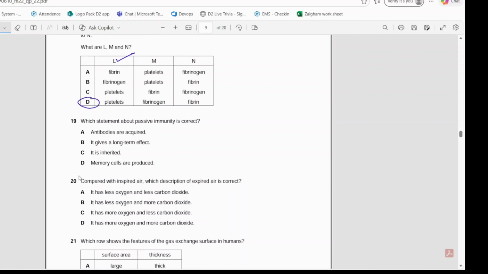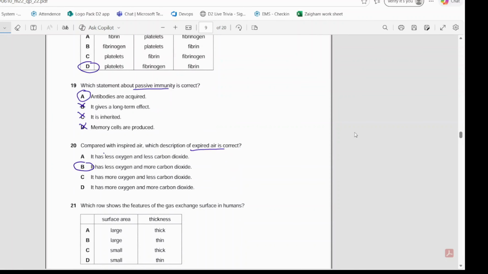Which statement about passive immunity is correct? Antibodies are acquired from some other source. It is not produced by the body, it's taken from some other source. Compared with inspired air, which description of expired air is correct? Expired air contains more carbon dioxide and less oxygen. So option B.